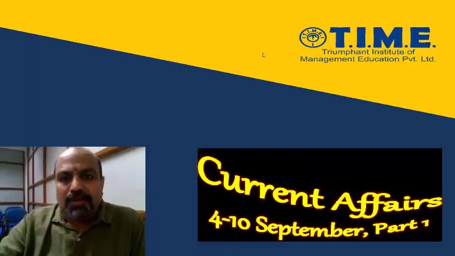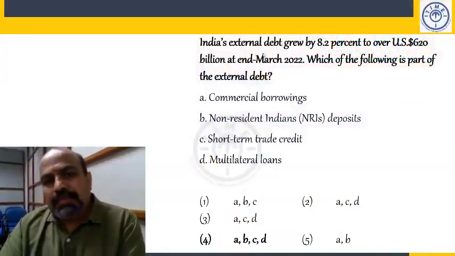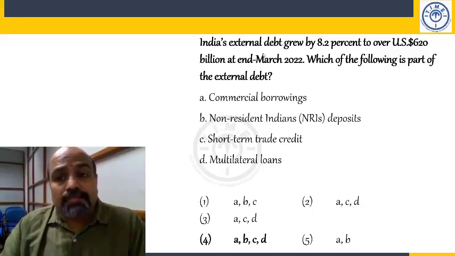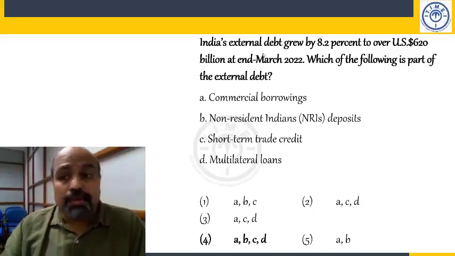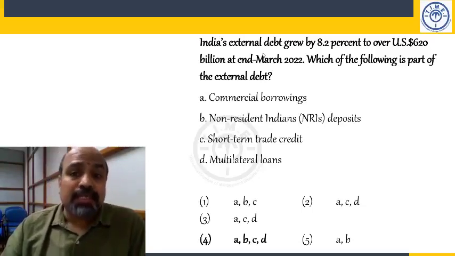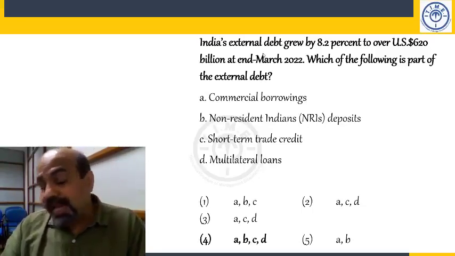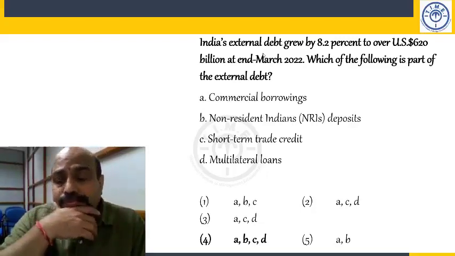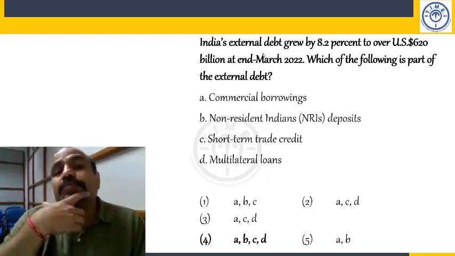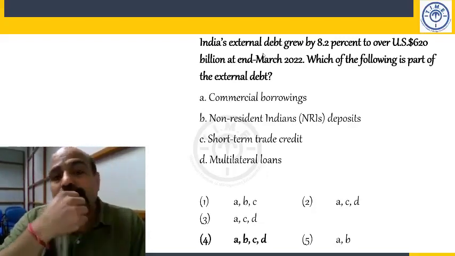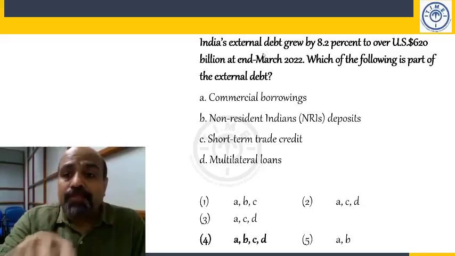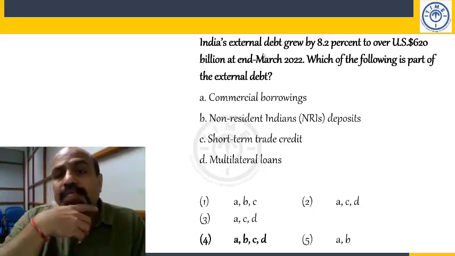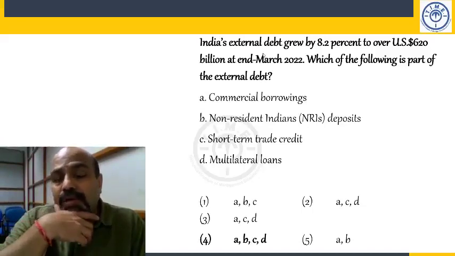Today's first question is about our external debt. India's external debt grew a little over 8% to about $620 billion as at end March 2022. It is end June. There is an error there. It should be end June 2022, because at end March it was $614 billion. I'm not using a pen and board today. So it is end June 2022. Our external debt was $620 billion.